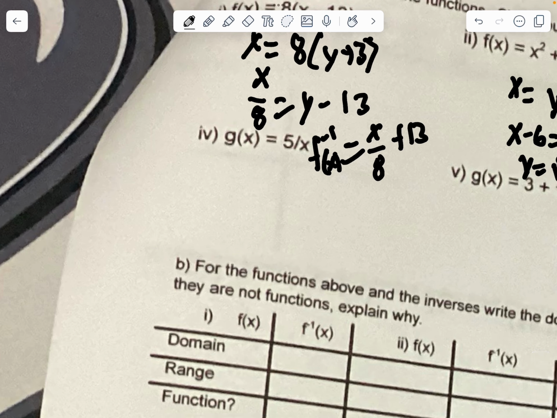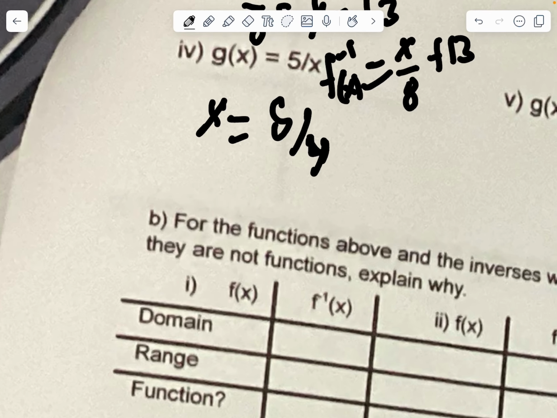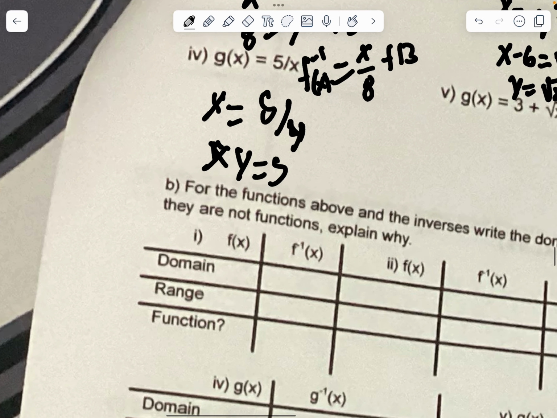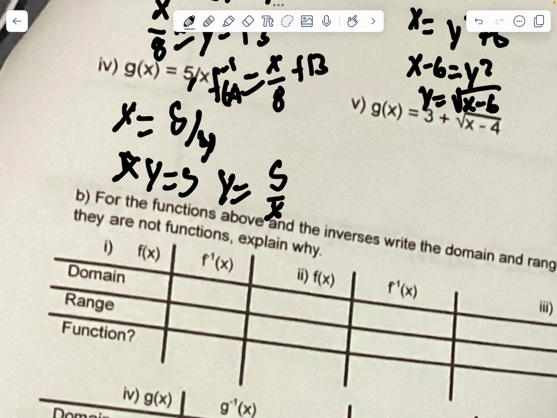x equals 5 over y. Multiplied by y, so we got xy equals 5. And then just divide by x again. y equals 5 over x. For the inverse, it's the same as this right there.